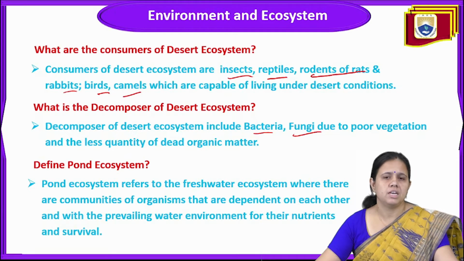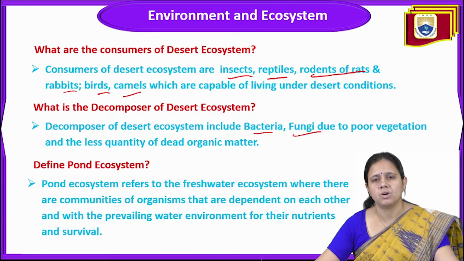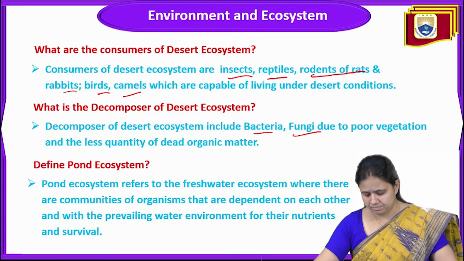Pond ecosystem, generally we can refer to it as a freshwater ecosystem, where many communities of organisms are there and they are dependent on each other with the prevailing water environment for their nutrient recycling, survival and growth. So this is about the pond ecosystem.